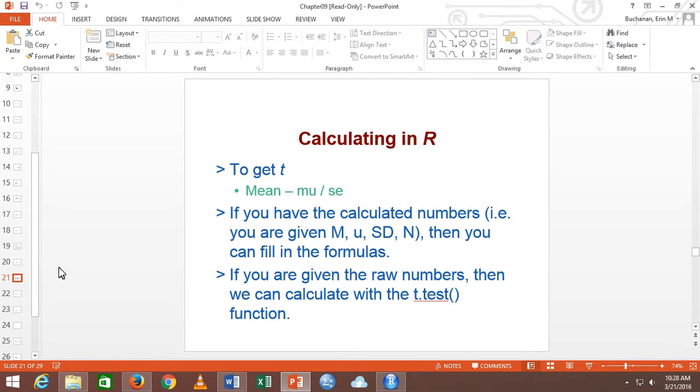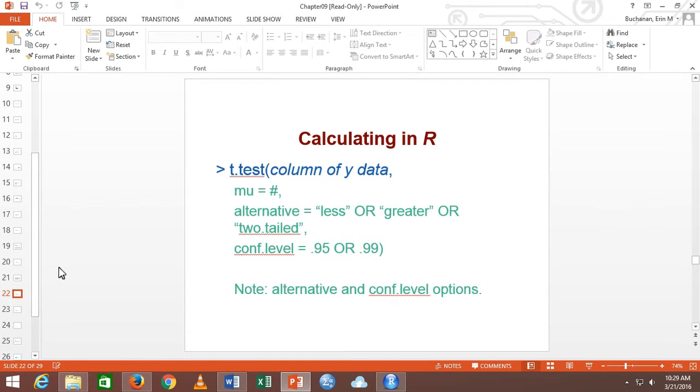Now, if we have the numbers. So if you're given a problem that already has mean, mu, SD, all that calculated for you, you can just sort of fill in the formulas. So that's pretty common in the book questions. If you have the raw numbers, like we do right now, we can use t.test. So there's sort of two paths to the way these questions get answered. Either you have the numbers, and I'll show you how to type it in, or you have the raw numbers and you have to calculate. So I'm going to teach you both.